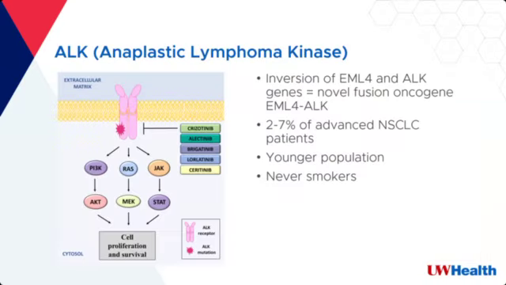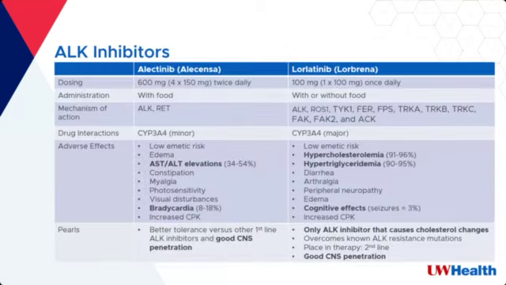Next, we have our ALK or anaplastic lymphoma kinase mutations. Specifically, a fusion is an inversion of EML4 and the ALK genes, which create this novel fusion oncogene. This is seen in about 2 to 7% of patients with advanced non-small cell lung cancer, generally seen in our younger population and often seen in never smokers.